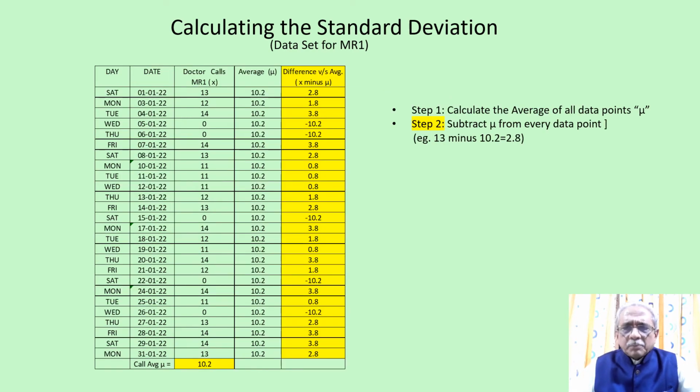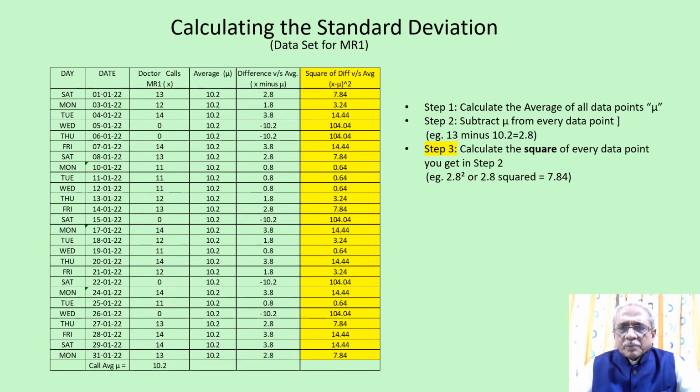Then we subtract this average from every data point. 13 minus 10.2 equals 2.8, 12 minus 10.2 equals 1.8, and so on. The third step would be you square up the figure which you have just got in step 2. That is 2.8 squared is 7.84, 1.8 squared is 3.24, minus 10.2 squared is 104.04, and so on.